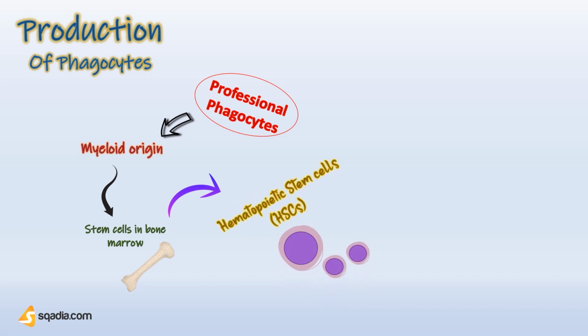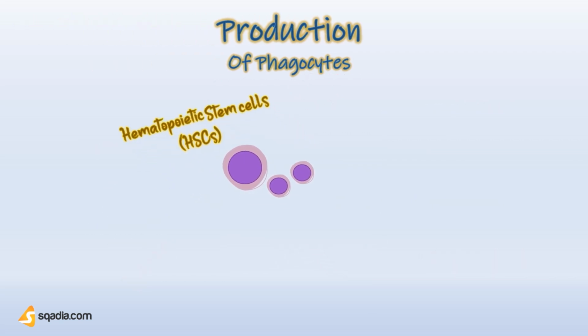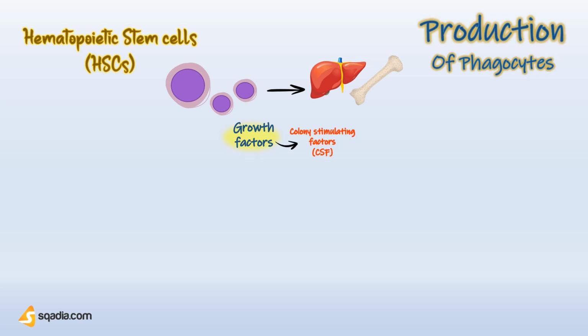Here, hematopoietic stem cells, HSCs, are pluripotent. That means they are capable of giving rise to several different cell types: self-renewing, immature cells that give rise to all the blood cell types or lineages. HSC migrate during embryonic development to the fetal liver and bone marrow. There they are induced to differentiate further by the large number of growth factors found in these tissues.